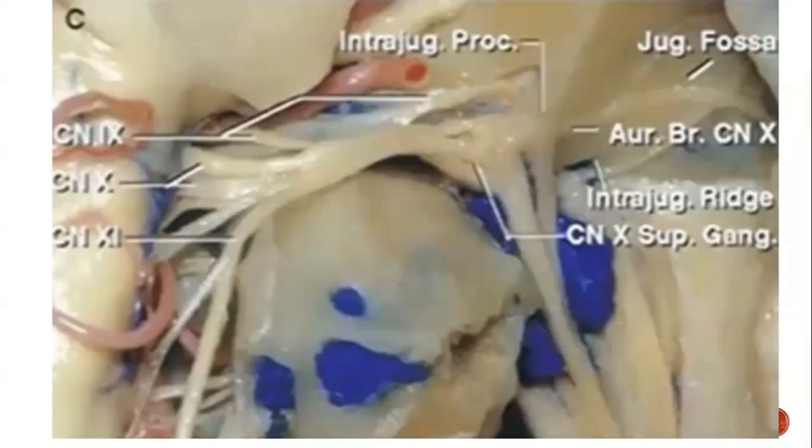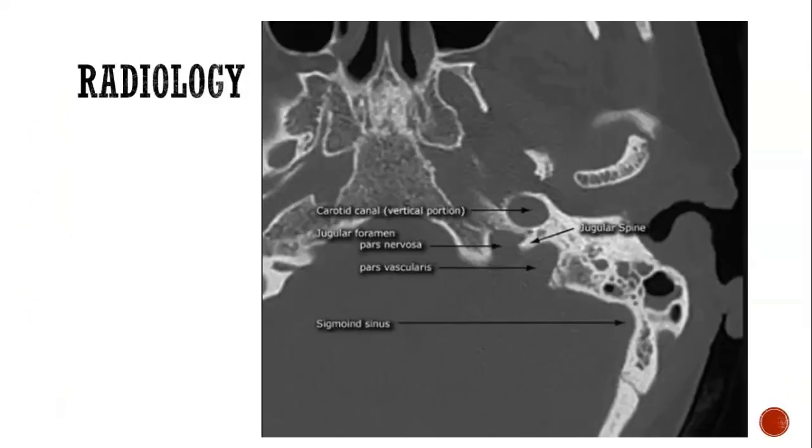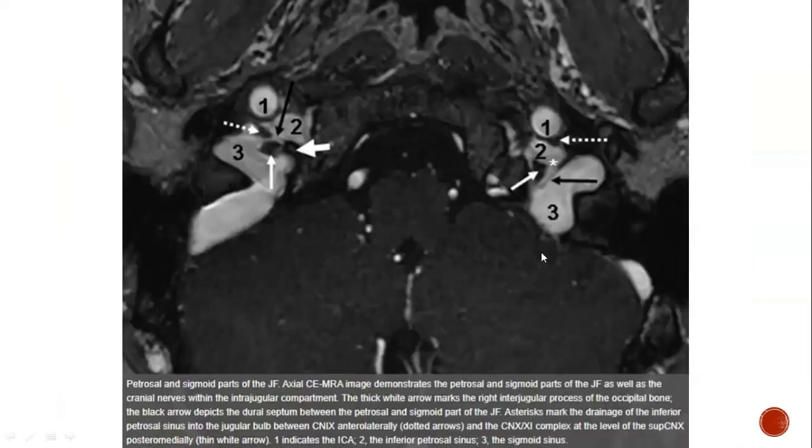So I was discussing this radiological view. Here we can see the carotid canal, which is divided from the jugular foramen by this carotid ridge. And this is the jugular foramen, which is divided into two via this jugular spine. So this is the pars nervosa and this is the pars vascularis. This is the two-part classification, basically. Here the sigmoid sinus runs, which drains into the internal jugular vein in this jugular foramen, and anteriorly in the pars nervosa, the glossopharyngeal nerve exits, and posteriorly the 10th and 11th cranial nerves exit.